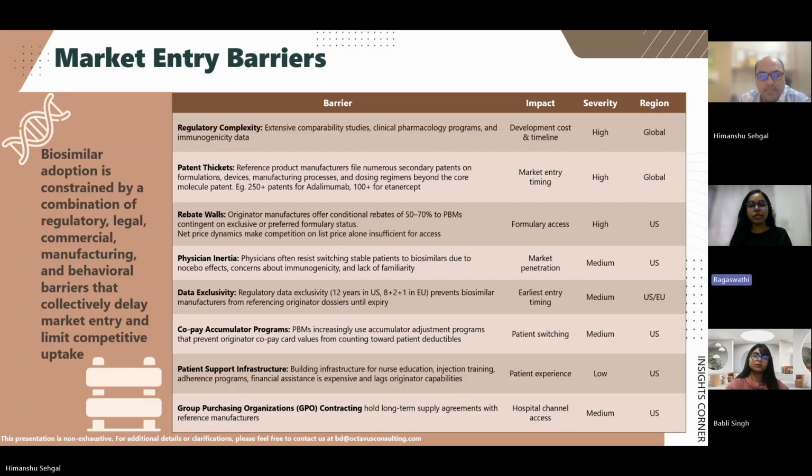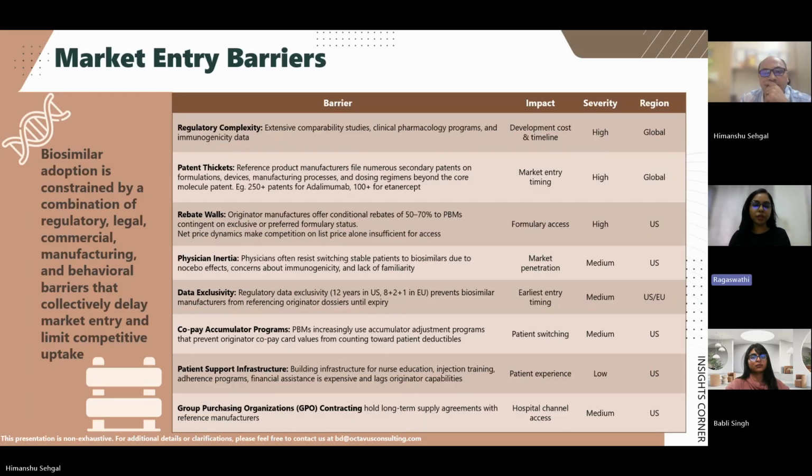Data exclusivity, the next point. Biologics are protected by regulatory exclusivity of almost 12 years in the US, and in the EU almost 10 years. During this time, biosimilars cannot enter, so again, it will influence the market entry timing. Co-pay accumulator programs: the variations in these programs caused by PBMs cause more and more out-of-pocket expenditure for biosimilar adoption rather than a biologic. So it is creating a wall to switch patients from biologics to biosimilars.